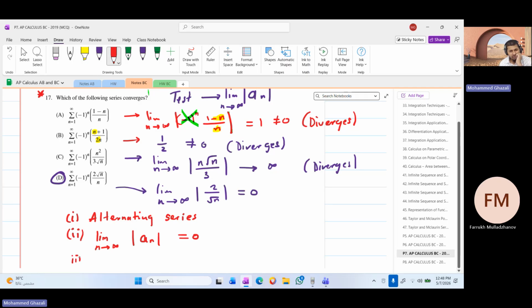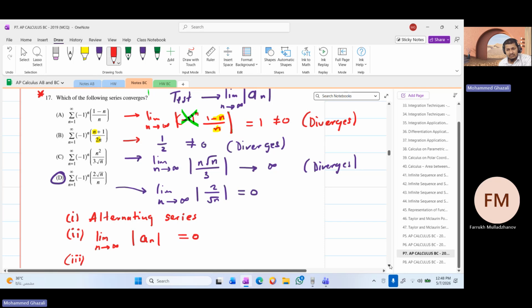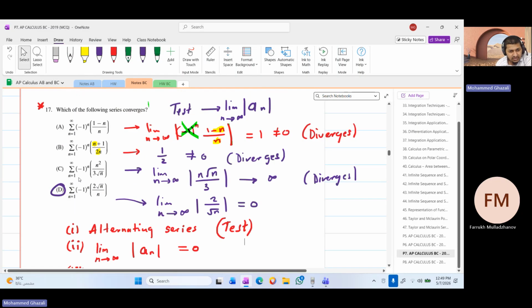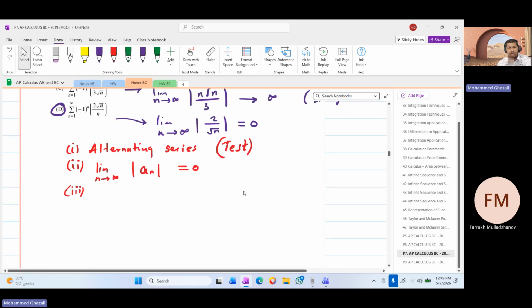And the third thing that we need to check is, now what is this? This is the alternating series test. That's what it is, the test for alternating series. You can see everything was an alternating series, everything is -1, -1, -1. That's why we're taking the absolute value of an.